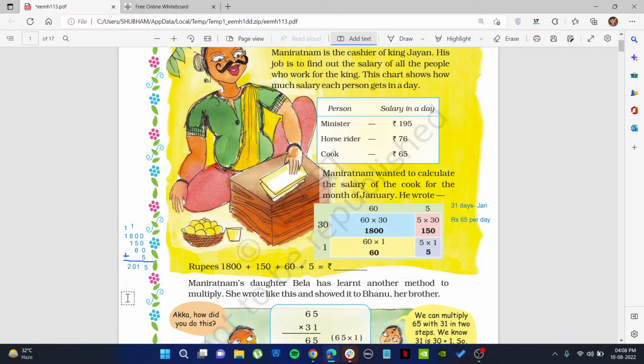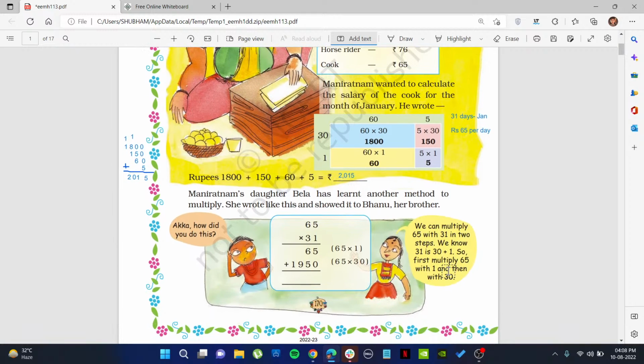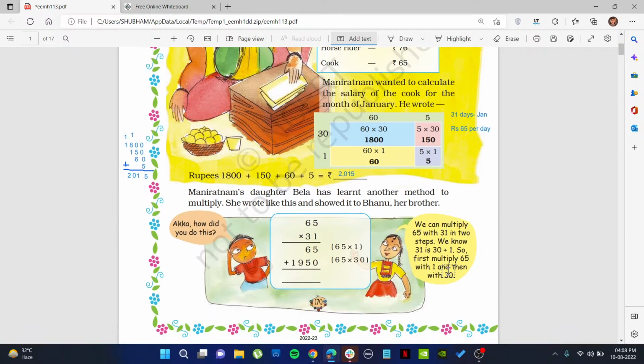So the answer for this question would be 2015. So 2015 is the amount which cook will get from the king. I think it must be clear to you. So let's write down 2015 here. Okay, so our final answer is 2015. So 2015 is the salary of cook for the month of January.